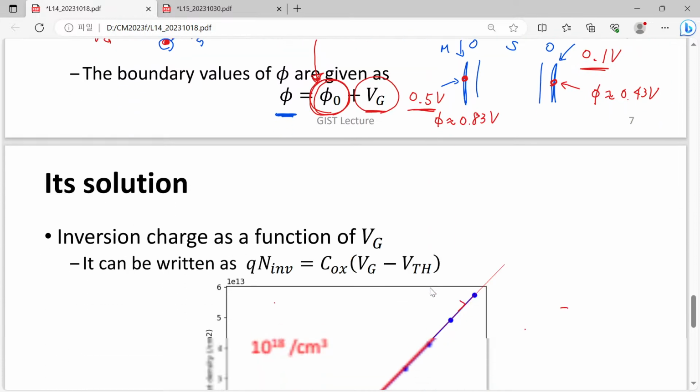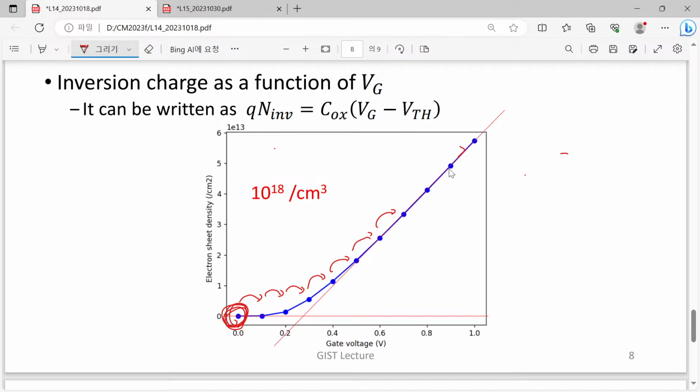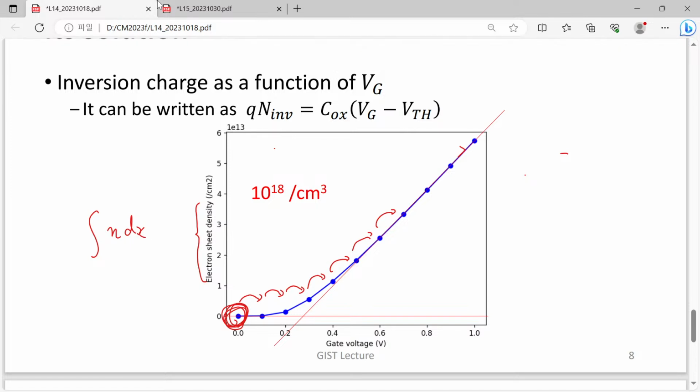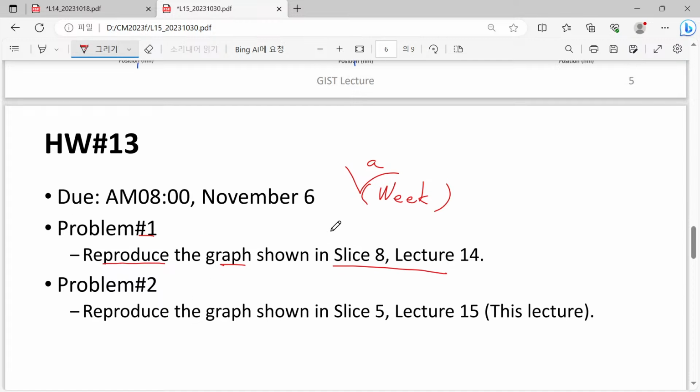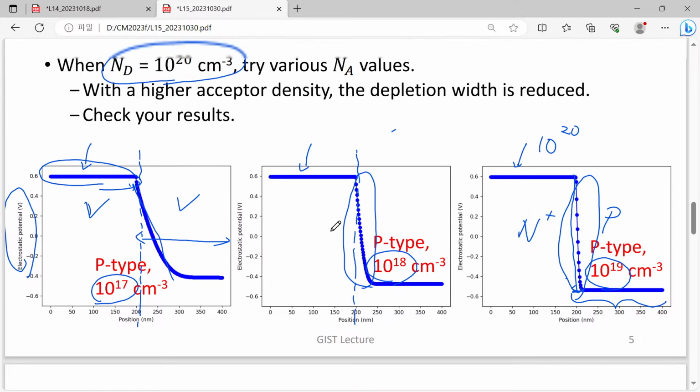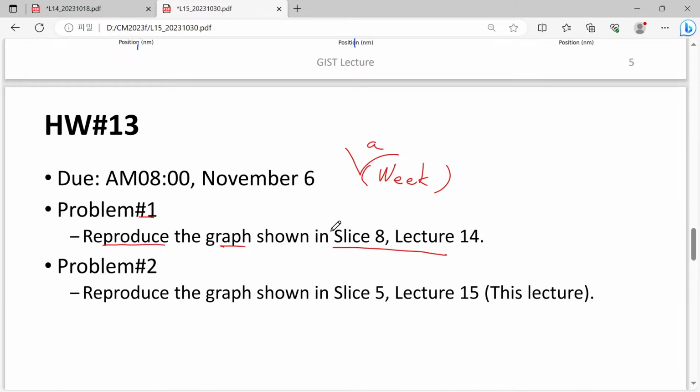When you achieve these two goals, then you can get this kind of graph. Of course, in order to get this y-axis variable, once again, you must integrate your electron density. That is your homework problem 1. And homework problem 2 is, please just reproduce these graphs. Okay, so you can do it.